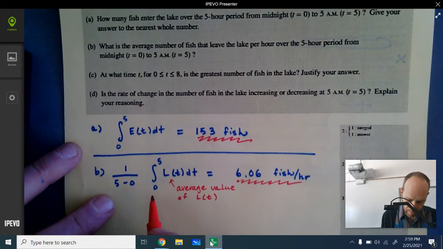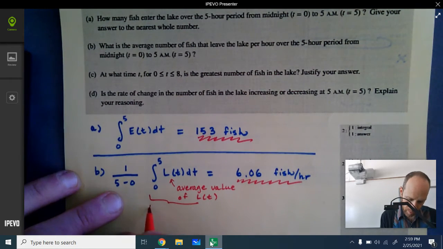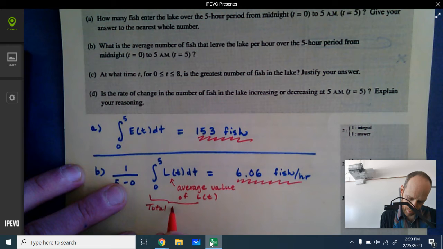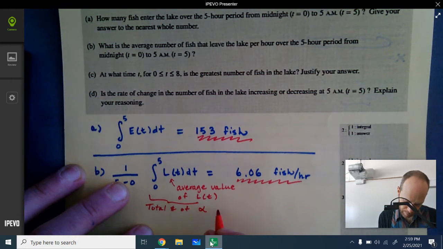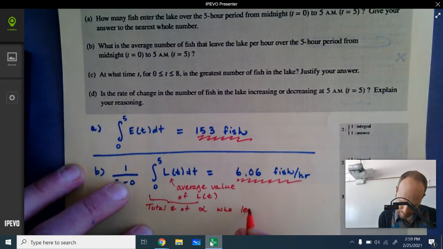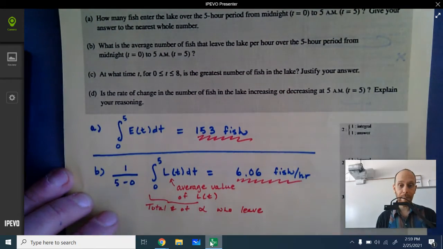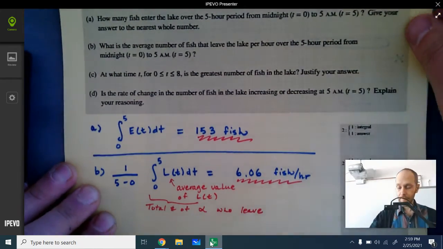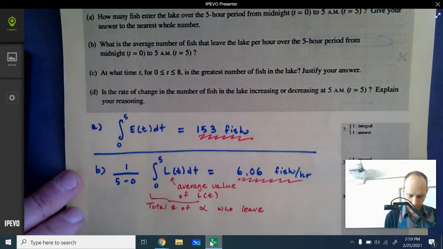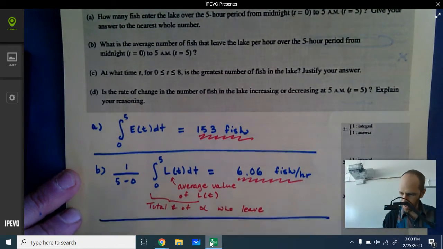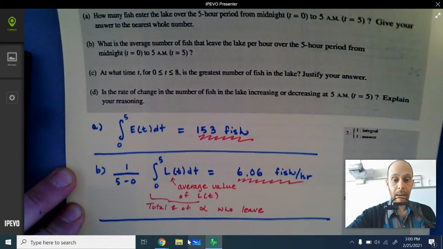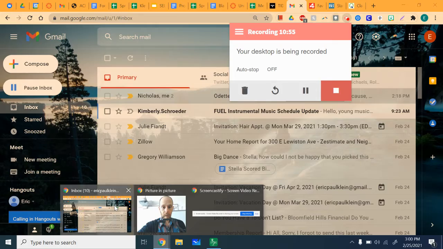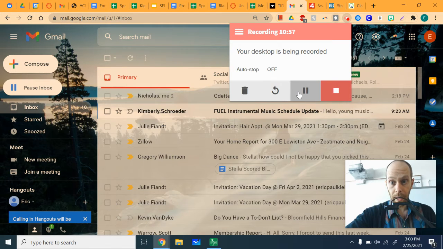Once again, I want to emphasize that this right here gives you the total number of the fishy fish who leave. And that's why when you divide it by the 5 hours, you get the rate. Okay. We are moving right along. I'm going to be quiet for a minute. You try C. Pause the video and then unpause when you're ready to check.